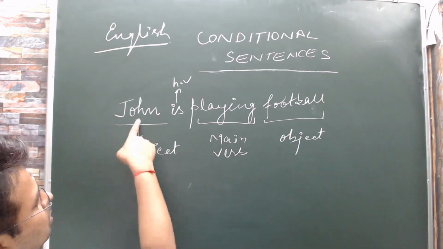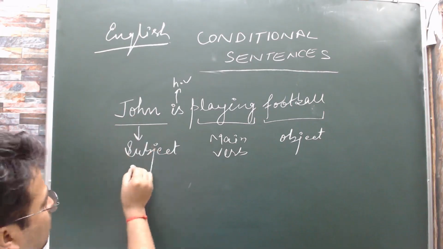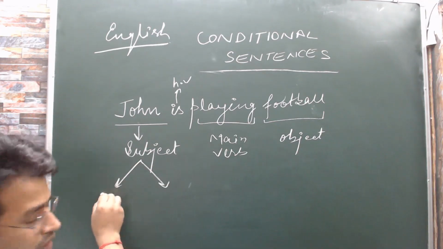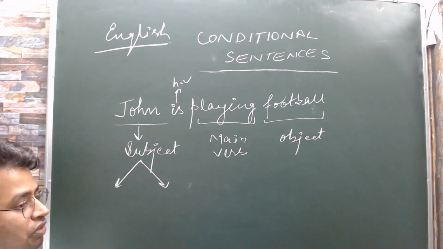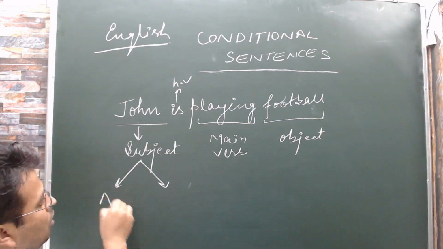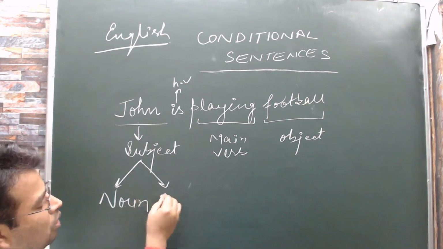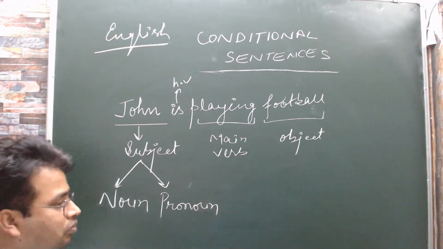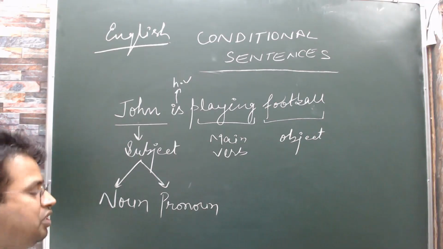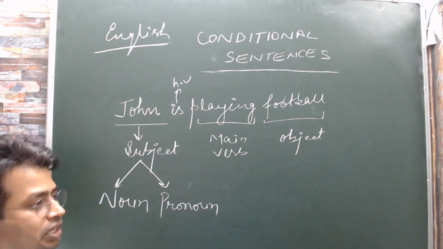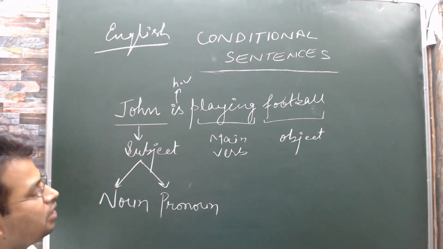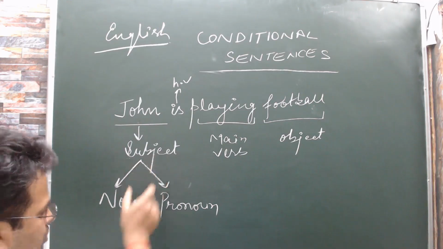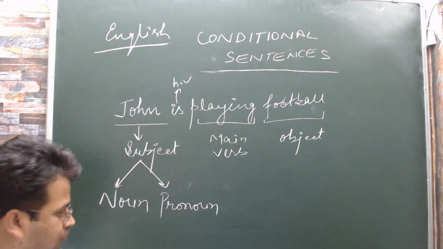Here the subject is a person, but in the place of the subject you will find either a noun or a pronoun. Sometimes we use gerund or infinitives as a subject. That is a different case. But for the time being, we will deal with the fact that at the subject place we will put either a noun or a pronoun.